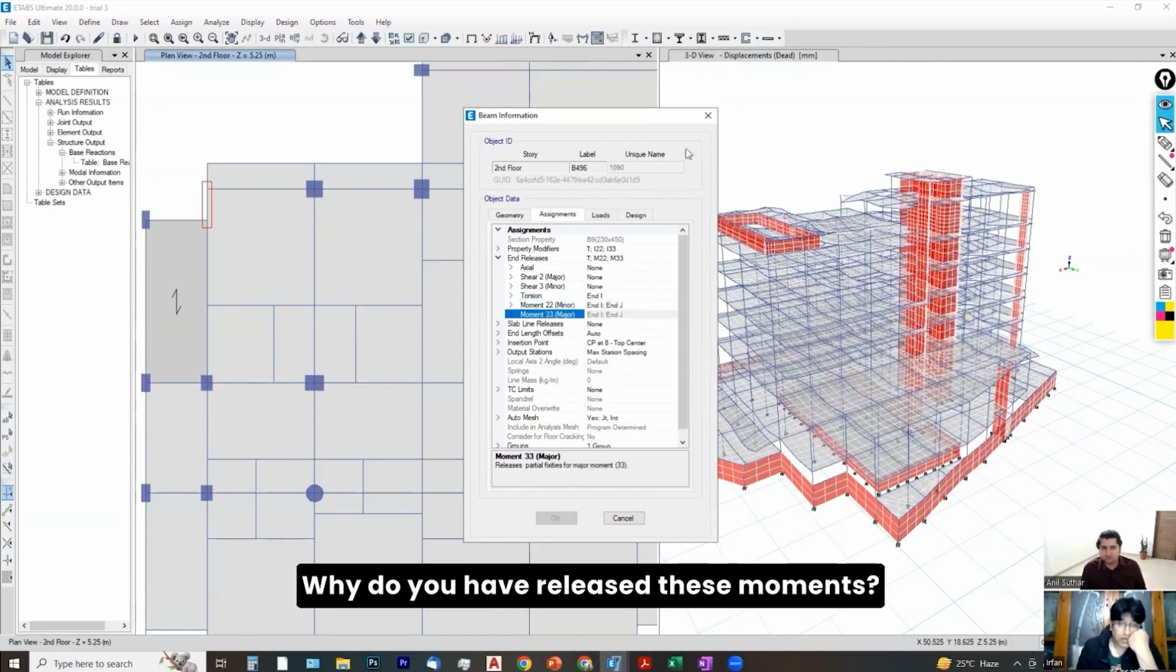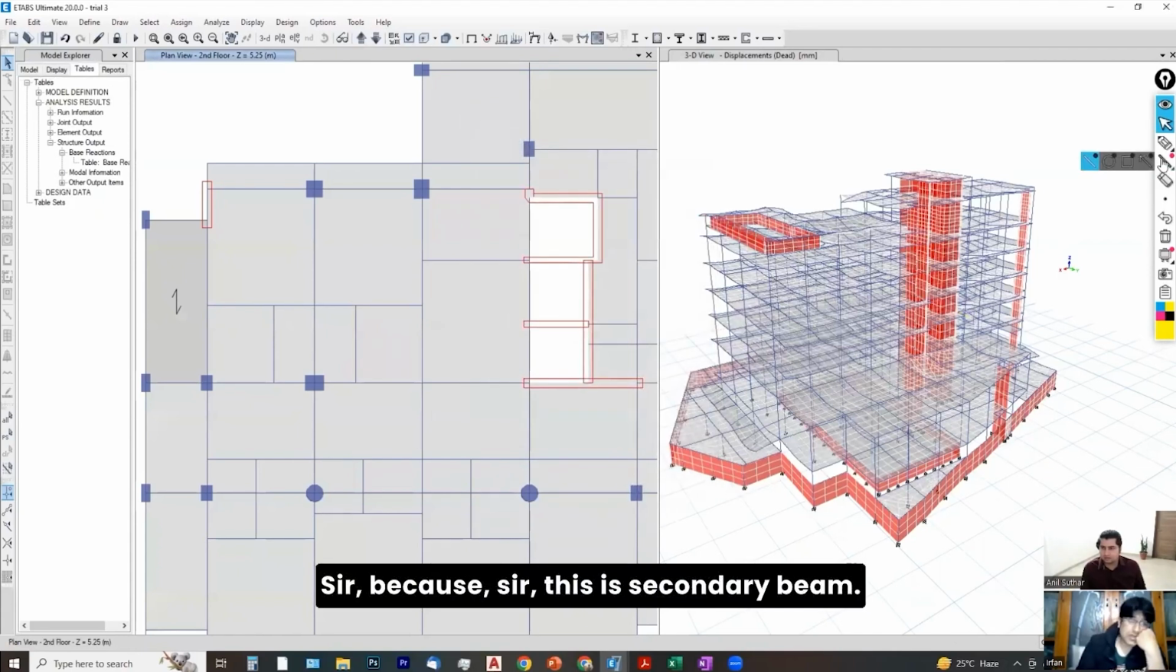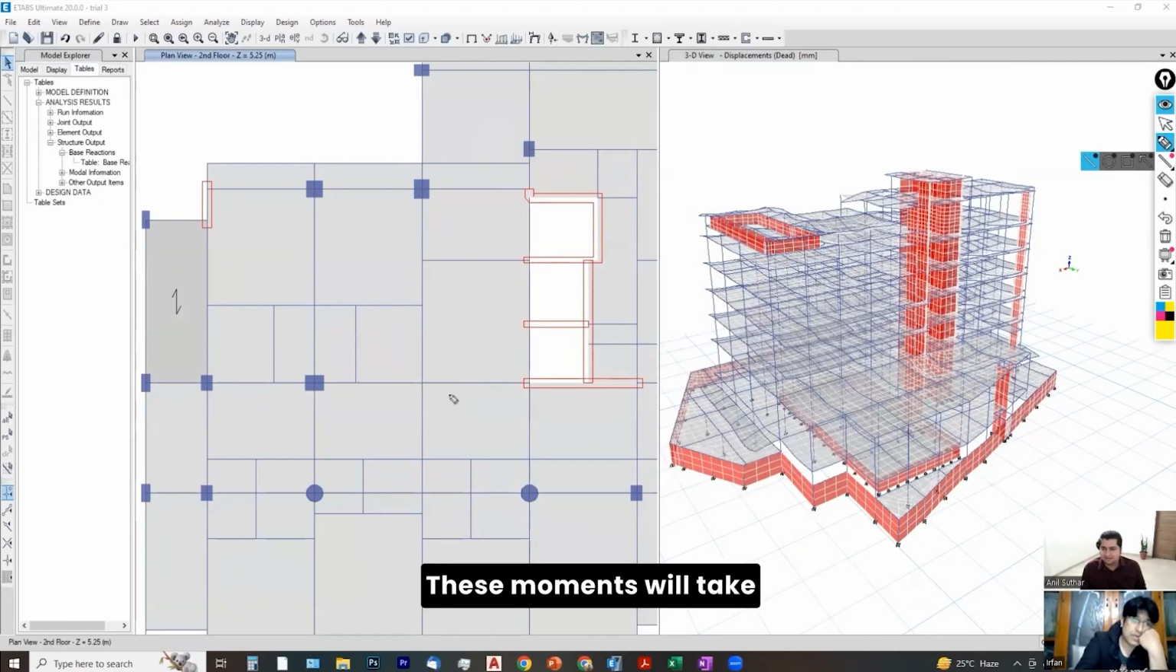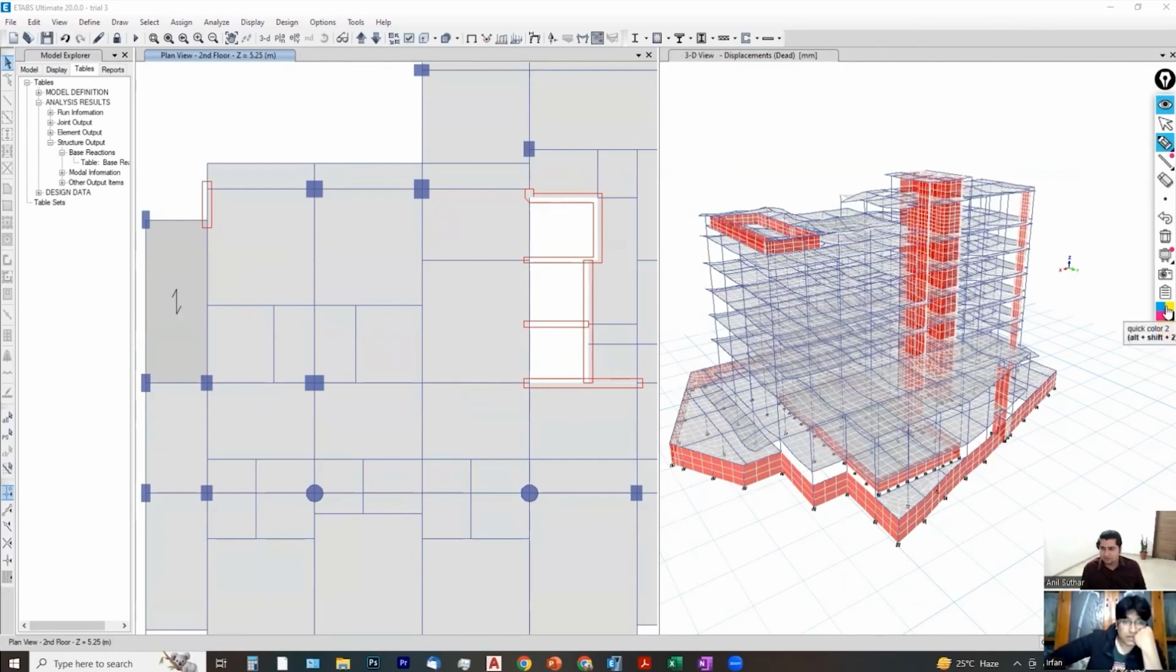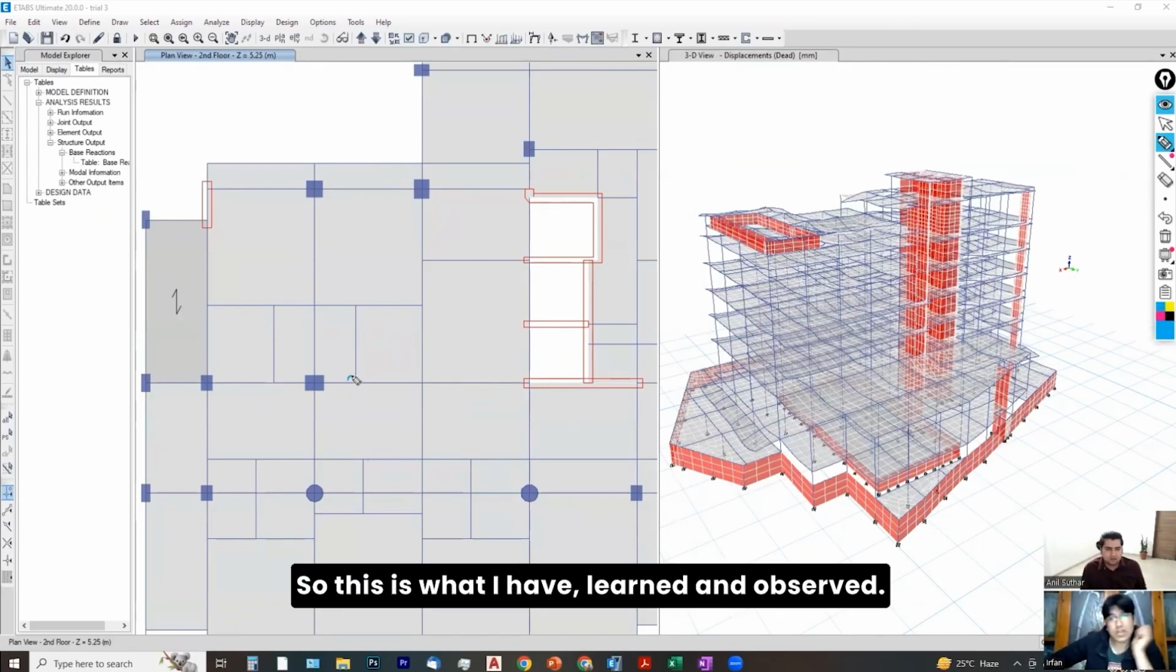Why have you released these moments? Sir, because this is a secondary beam. These moments will be taken up by the primary beam, sir. How can you say that? This is what I have learned and observed. I think for these secondary beams, we have to release the moments.